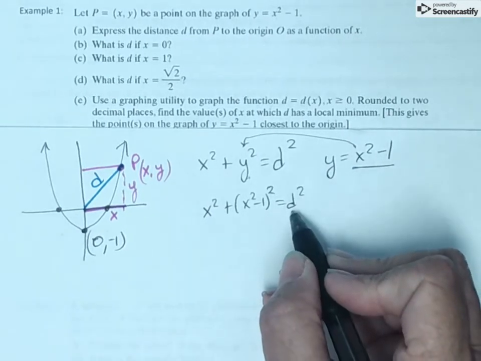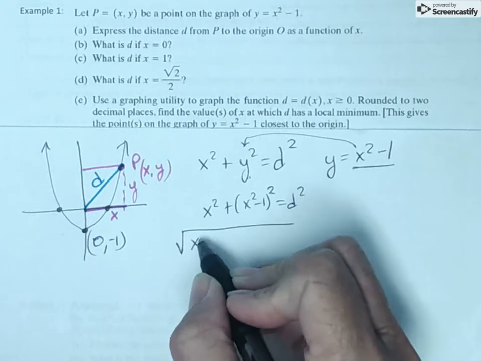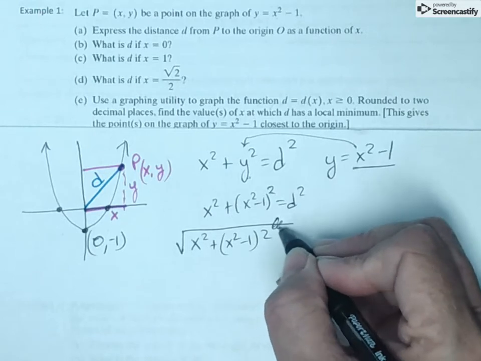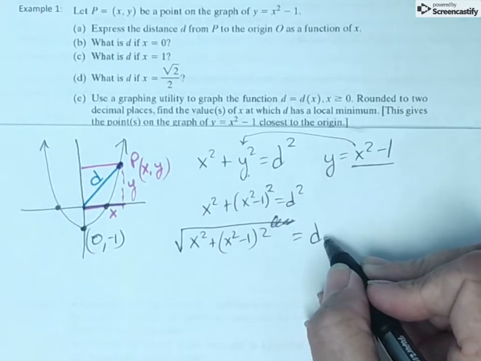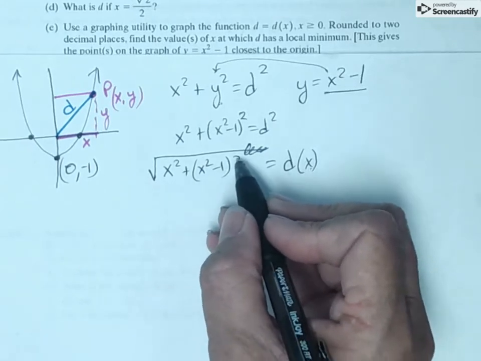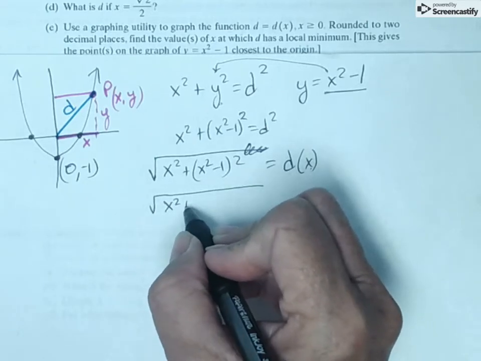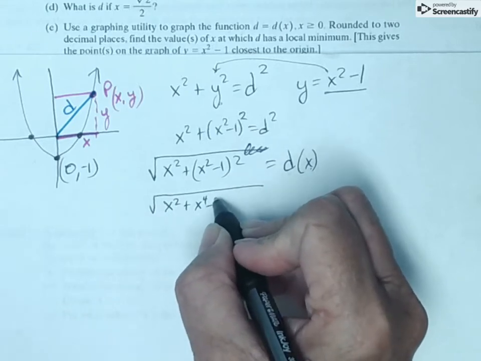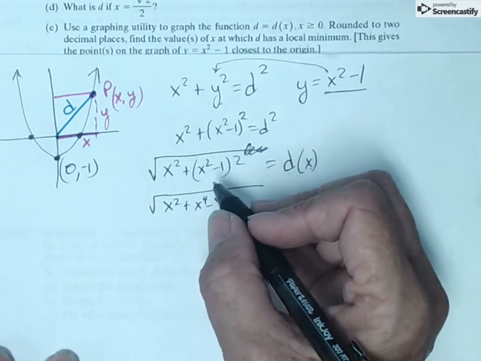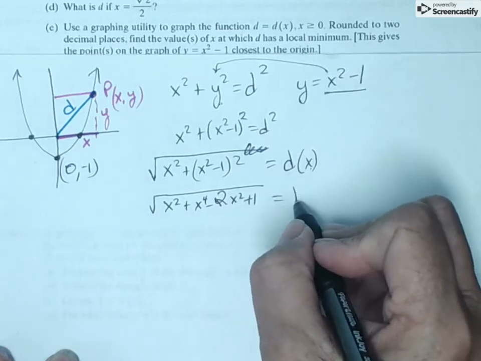Okay, but I really want to know d as a function of x. So I've got to take the square root of both sides. So the square root of x squared plus (x squared minus 1) squared, equals d. And this is a function of x, so I'm going to put distance is a function of d of x, and it equals this. I would like to multiply this out, so you need to do FOIL or box, and we get x squared plus x to the 4th minus 2x squared plus 1 equals d of x.